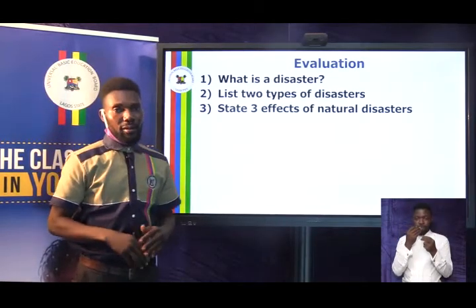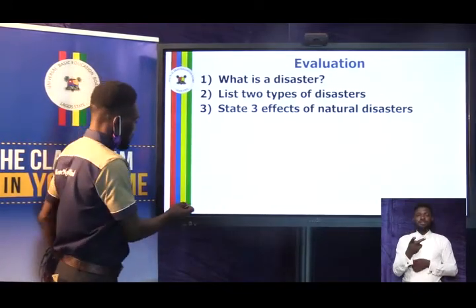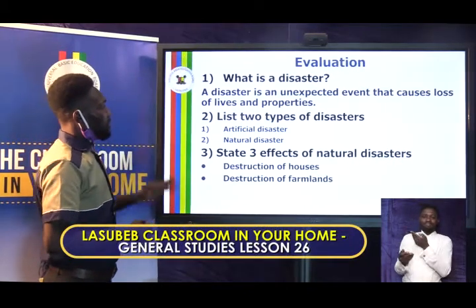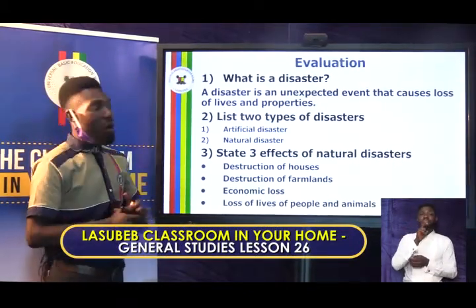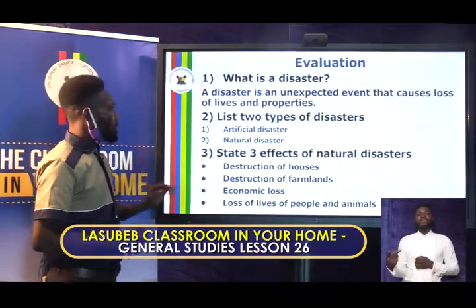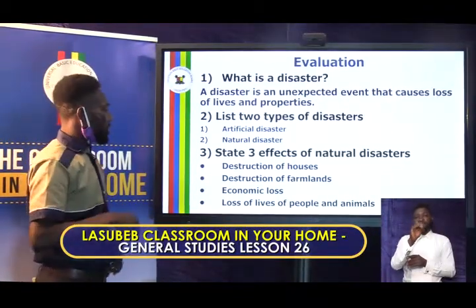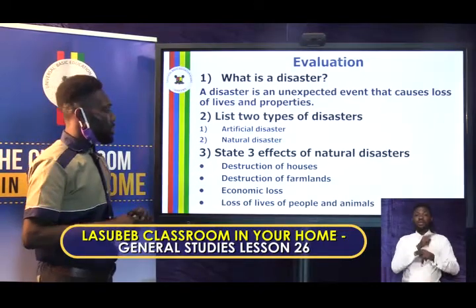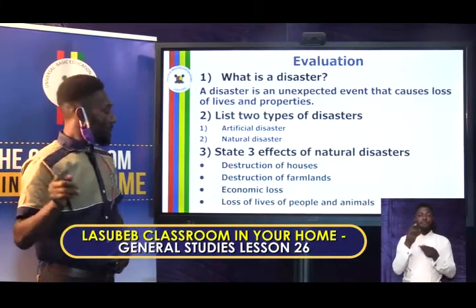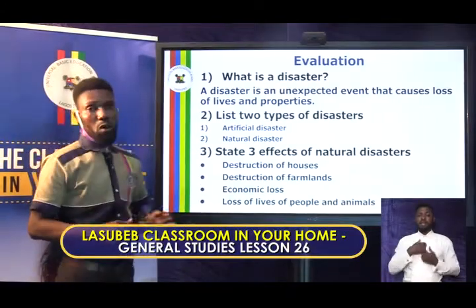Eyes on me. Good job. I believe you have answered correctly. Let's check to see how you've answered. The answers are these. What is a disaster? A disaster is an unexpected event that causes loss of lives and properties. List 2 types of disasters: artificial disaster, natural disaster. List 3 effects of natural disasters: destruction of houses, destruction of farmlands, economic loss, loss of lives of people and animals. Mark accordingly and score yourself.